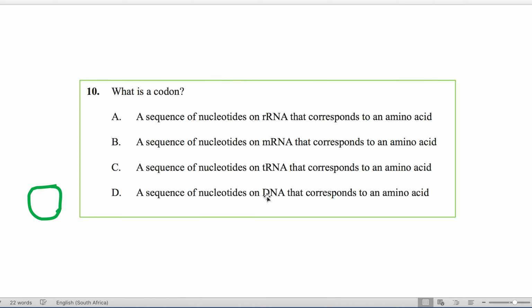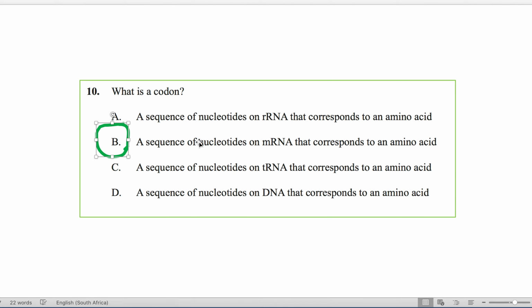So we know we can immediately eliminate a whole bunch of these just by knowing that a codon is not on rRNA, it is not on tRNA. So we can already eliminate A and C because we know it's on mRNA. But let's see D first. So likely it would be B. Likely. We'll first check D though.